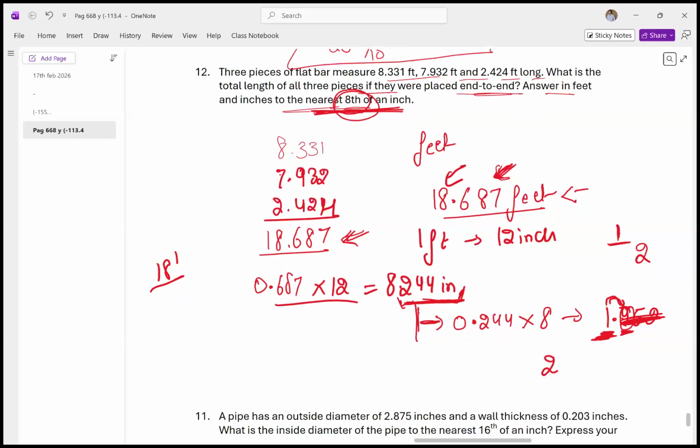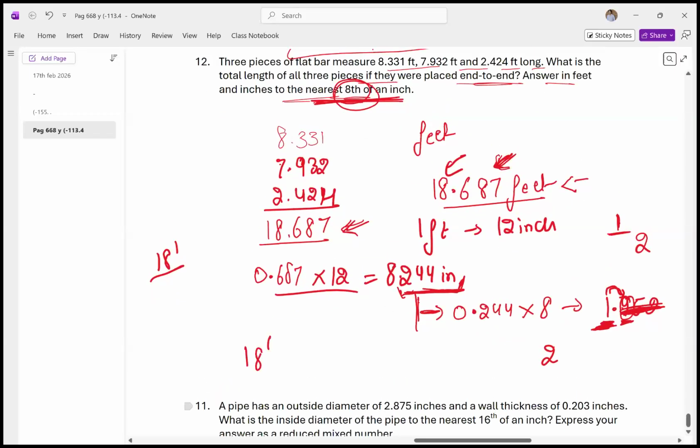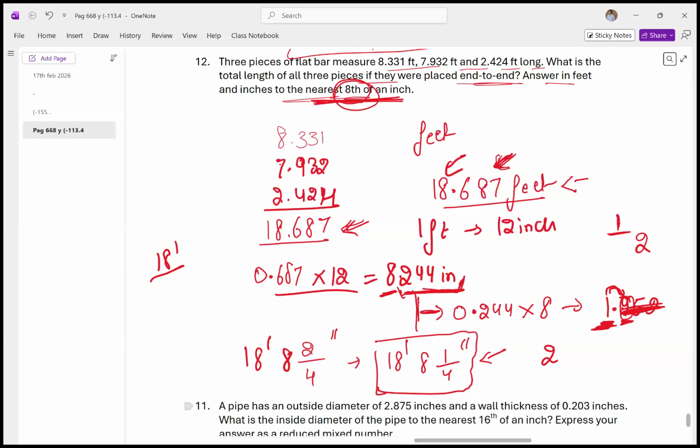So now I'm ready to compile it. 18 feet and then 8 complete inches, 8 and 2 over 4. And then I can reduce it to 18 feet, 8 and 1 over 4 inches also. Again, if you haven't been able to understand, that's totally fine, but try and just keep it in your kitty, because we will need this concept for the remaining part of chapter number 2.